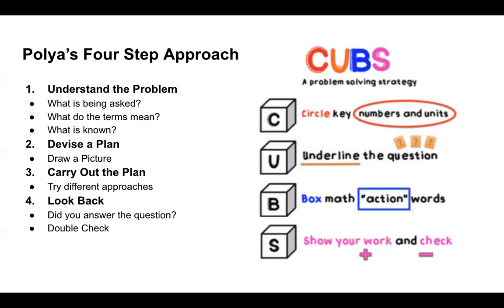And four, in Polya's four-step approach is look back. Did you answer the question? Double check, which is S in show your work and check. One that I forgot to mention is boxing action words, which goes with number one, understand the problem.